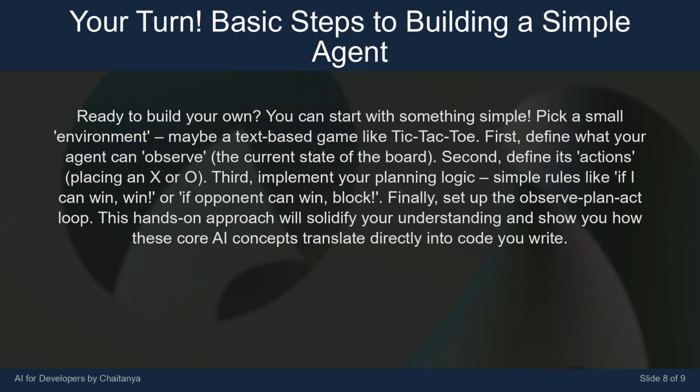Ready to build your own? You can start with something simple. Pick a small environment, maybe a text-based game like tic-tac-toe. First, define what your agent can observe: the current state of the board. Second, define its actions: placing an X or O. Third, implement your planning logic, simple rules like, if I can win, win, or if the opponent can win, block. Finally, set up the observe-plan-act loop. This hands-on approach will solidify your understanding and show you how these core AI concepts translate directly into code you write.